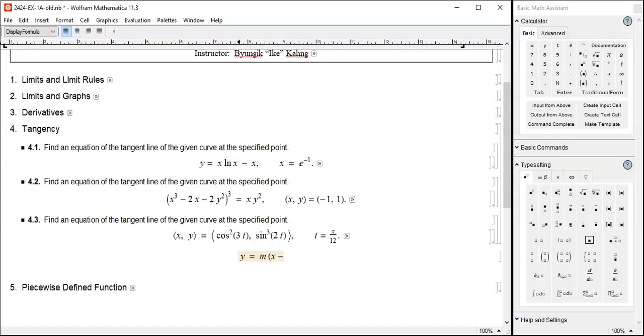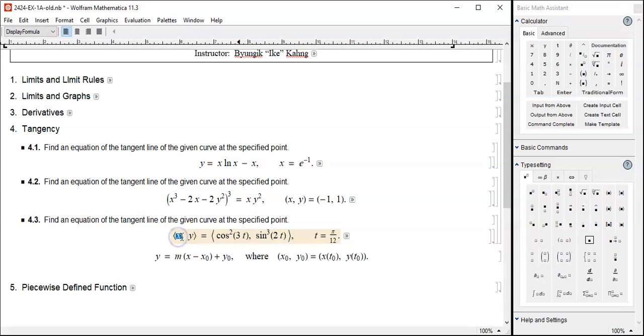y equals m times (x minus x0) plus y0, the usual, where (x0, y0) is equal to (x(t0), y(t0)). Basically, you're plugging in t equals pi over 2 to this function, you're going to get x0. And to that function, you're going to get y0.